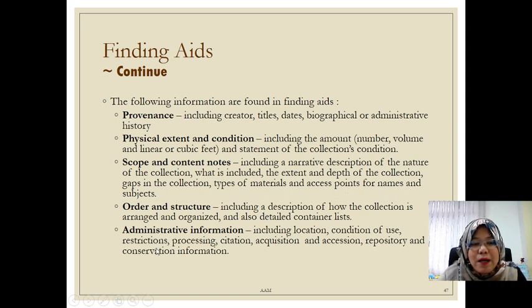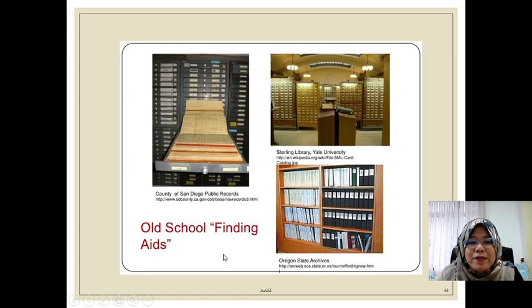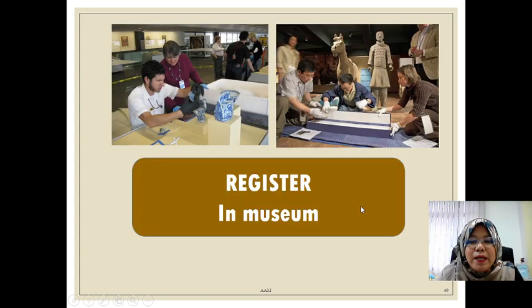and subjects. Order and structure, including a description of how the collection is arranged and organized, and also a detailed container list. And administrative information, including location, conditions of use, restrictions, processing, citation, acquisition and accession, repository and conservation information. Okay, this is the old school finding aids. See, this is really old school. Very old already. And next is the register for museums.